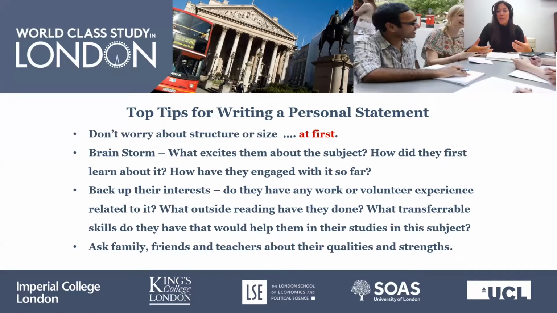So do they have any work or volunteer experience that's related to that? What outside reading have they done? What transferable skills do they have that will help them in their studies in that particular subject? And then also they should ask family and friends and teachers about the qualities and strengths that they think would be related to studying those subjects. So many times they might not think of a particular quality or strength that they have that could be really, really important to studying that subject.